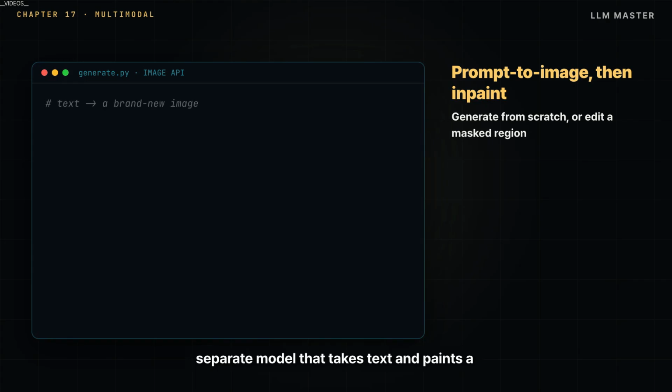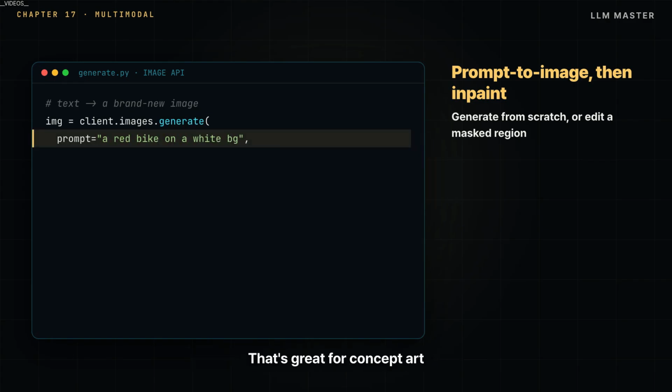It's a separate model that takes text and paints a picture, no LLM reasoning involved. The basic call is prompt to image. Describe what you want, get pixels back. That's great for concept art, mock-ups, placeholder assets, and illustration. Where it gets genuinely useful in products is editing.